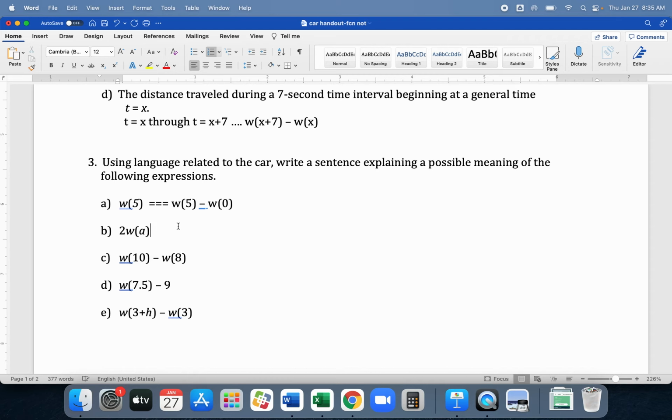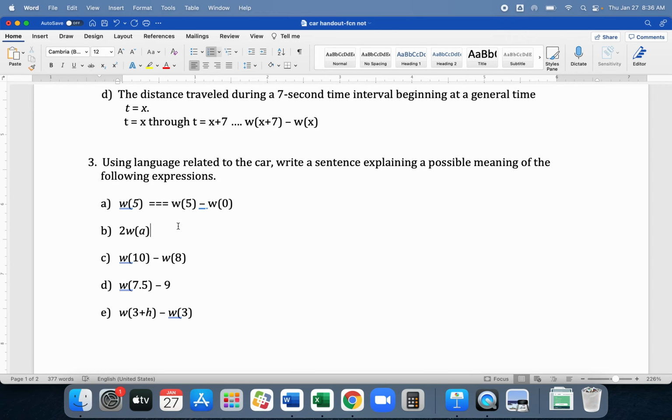What about something like 2 times W of A? Well, the W of A is kind of generic, but we could say what it means based on the definitions of our function and what the input means and what the output means. Any thoughts for 2W of A? Yeah? One idea would be that it's the combined distance of 2 cars that are starting in the same place but traveling in different directions at the same speed.